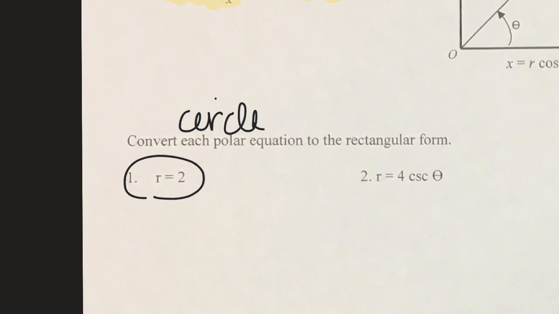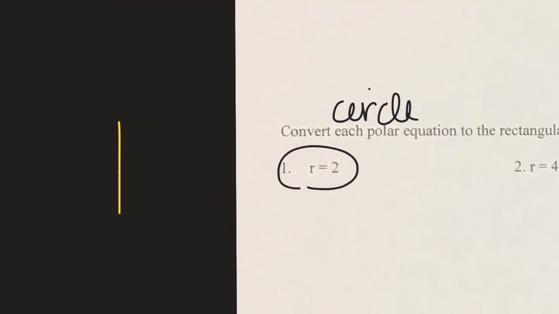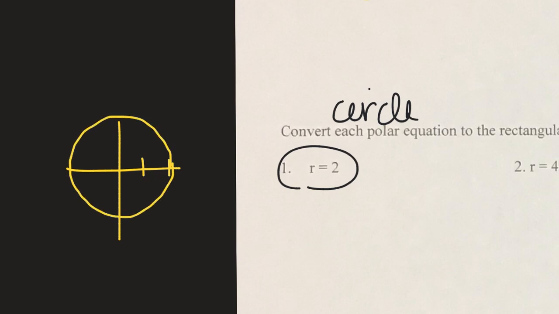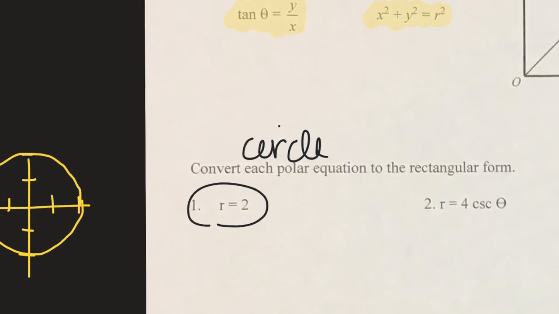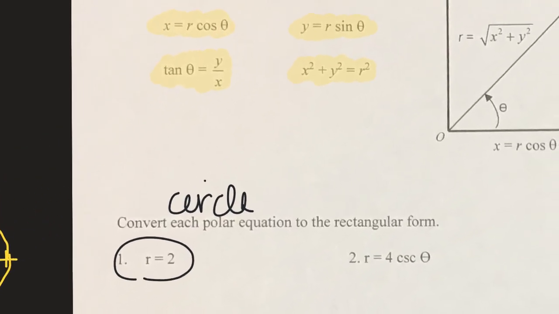So if we were going to graph this, then you don't have to, but if we were graphing this, we would go 2 units away and we would make a circle, and this is r equals 2. The radius of that circle is 2 in every direction. So we want to write that as an x and a y kind of thing. Okay, so looking over here, which one of our four equations has an r equal in it already?